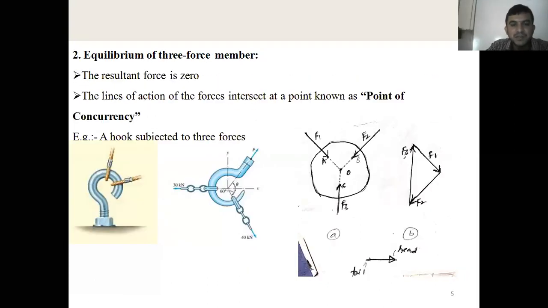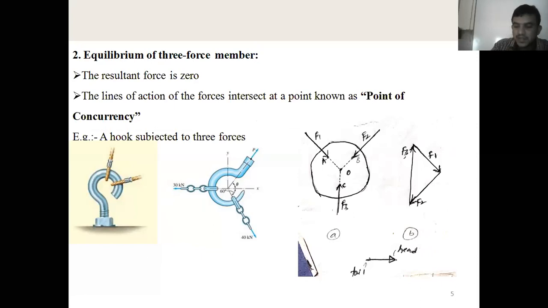Can you give the best example for this? Which member is subject to three forces in the slider crank mechanism? Use number 13, because we have a shortage of time. Use number 13, 14, 15, 16.